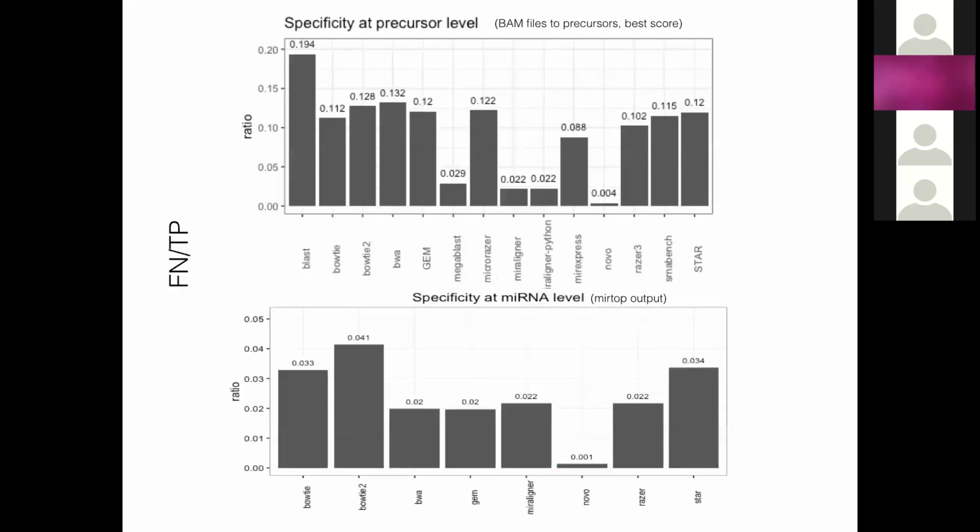But we know that. So I tried to do this ratio between false negatives and true positives. The first graph is just for the first analysis, using the BAM file and looking at the accuracy of the precursor. The other one is at the isomer or microRNA level. This ratio is lower if you parse the BAM file in the best way, so you are getting more true positives versus false negatives. But at the end, it's kind of the same. The idea of this tool is just to give you a consensus annotation and help you.